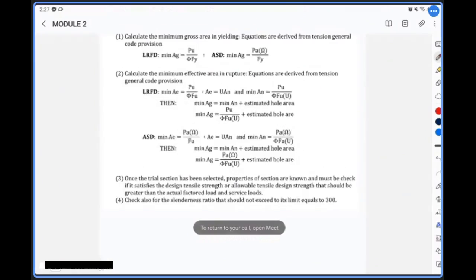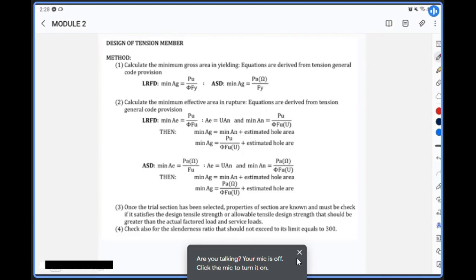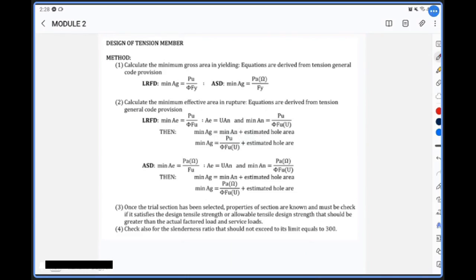Okay, and this is where we go to the design for tension members. So we have four steps: 1, 2, 3, and 4. Number 1 is we first calculate the minimum gross area for yielding. We have equations derived from the code provisions for the design of tension members. The minimum gross area would be equal to your ultimate tensile strength, P sub U, or this is your factored load.